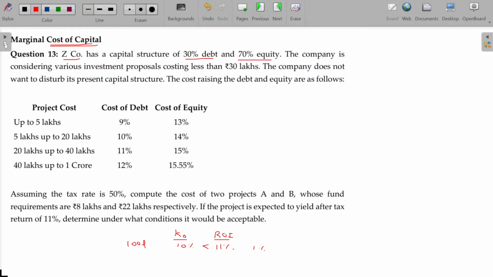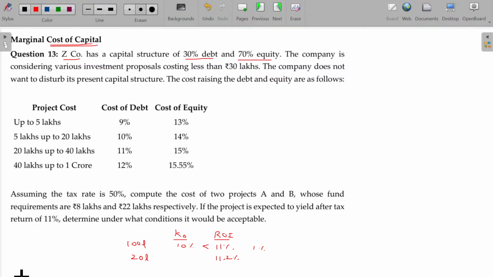Suppose you come with a new project that requires another 20 lakhs, and you calculate the return on investment. You find that the return on investment here is 11.2 percent. You are very happy that you will be getting 1.2% excess. But to raise the 20 lakhs, if you go to the capital market, you don't get 20 lakhs at 10 percent, because of the further fundraising.